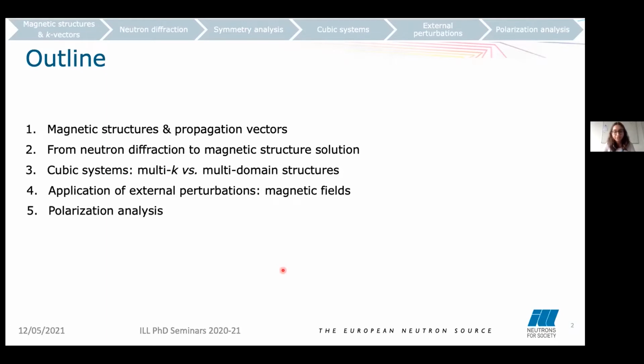And we will briefly look at cubic systems and some problems that may arise there. We'll see how we could solve these problems with external perturbations, focusing on magnetic fields. And finally, we will briefly talk about polarization analysis.